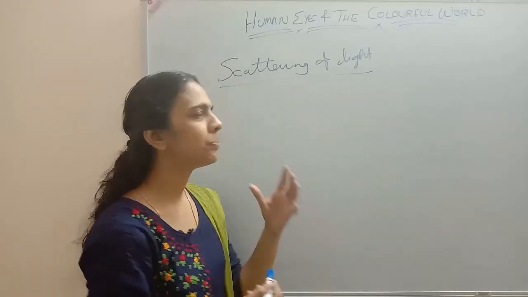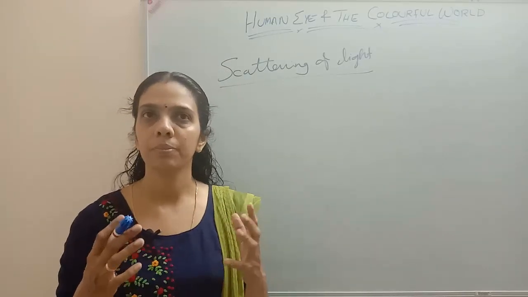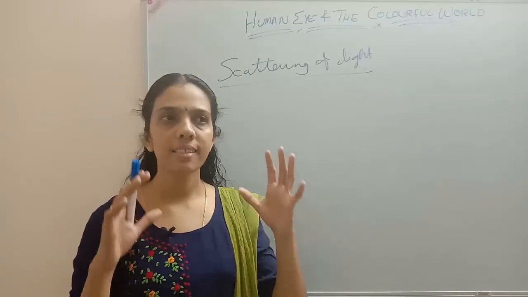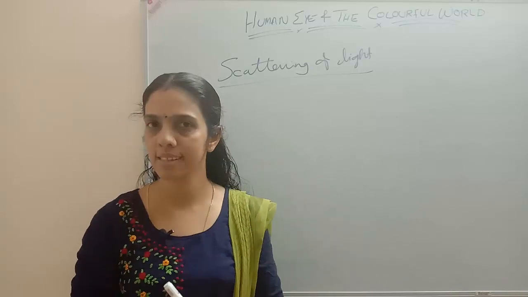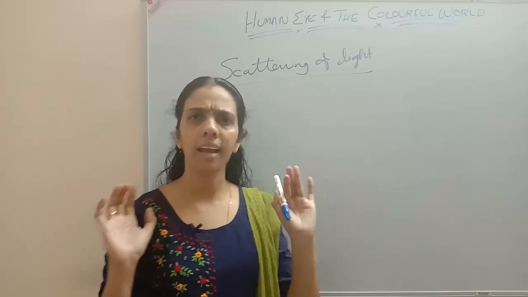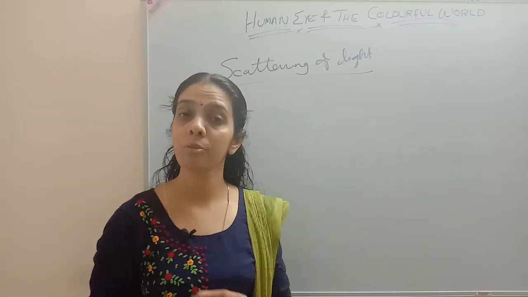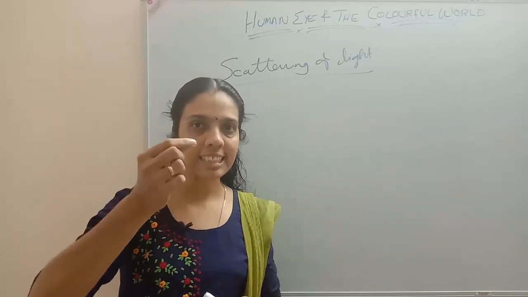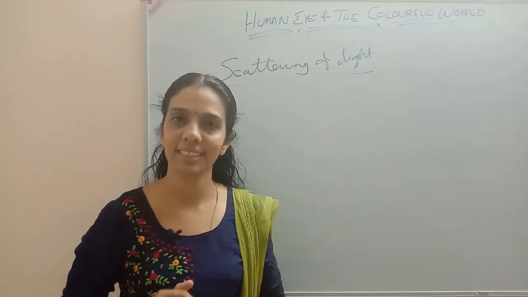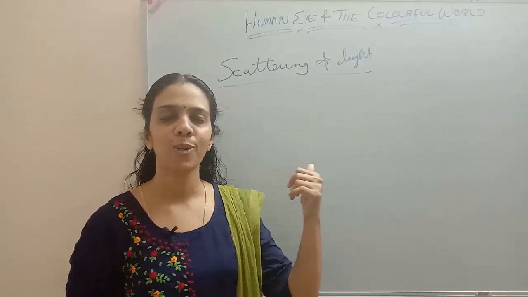Many times we would have seen this scattering. Imagine you are inside a closed, very dark room with a small hole. Inside the room, everything is neat, but some dust particles or small particles will be there. When the light ray passes through that small hole, you can see the path of light. That is visible because of scattering.